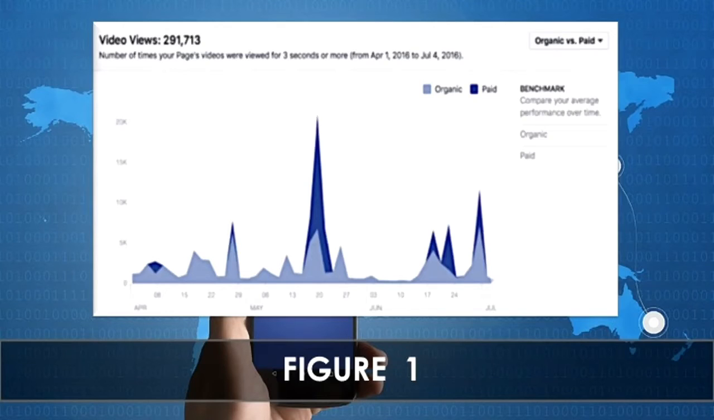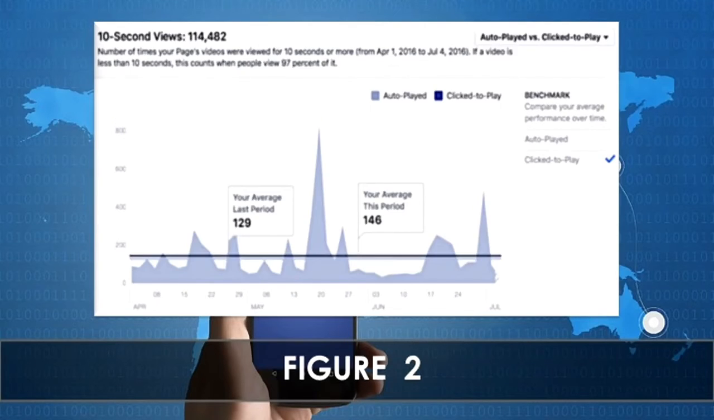You have the option to filter your stats in organic versus paid, auto-played versus click-to-play, or unique versus repeat. In Figure 2, the video view in the news feed lasts for 3 seconds, even if the video is auto-played or clicked-to-play. For additional details, you can hover and then click anywhere on the chart.